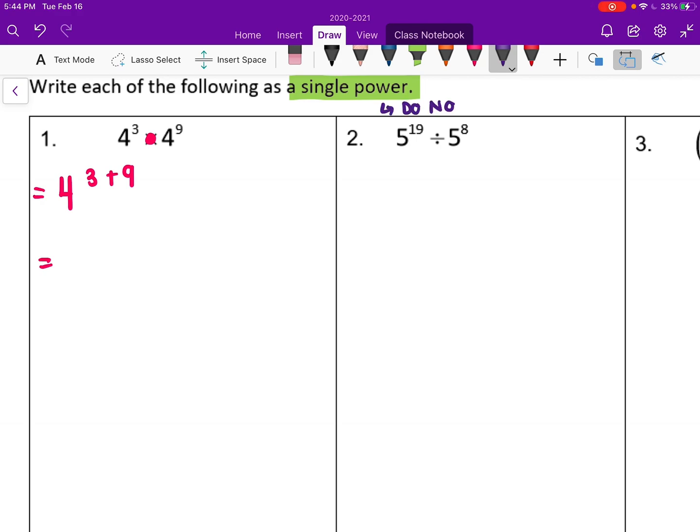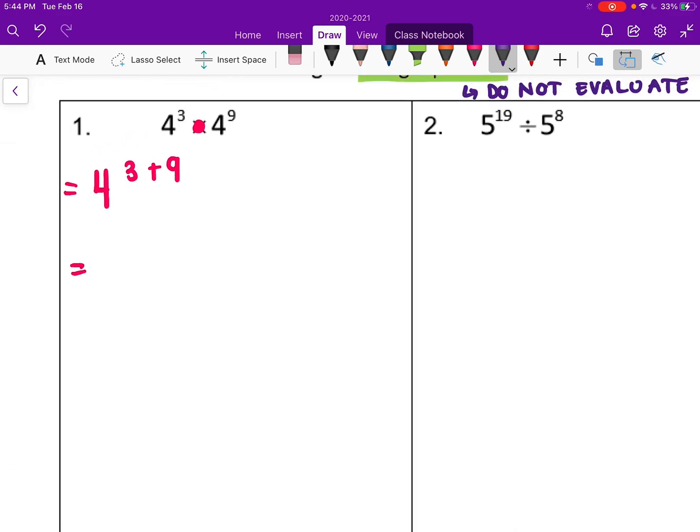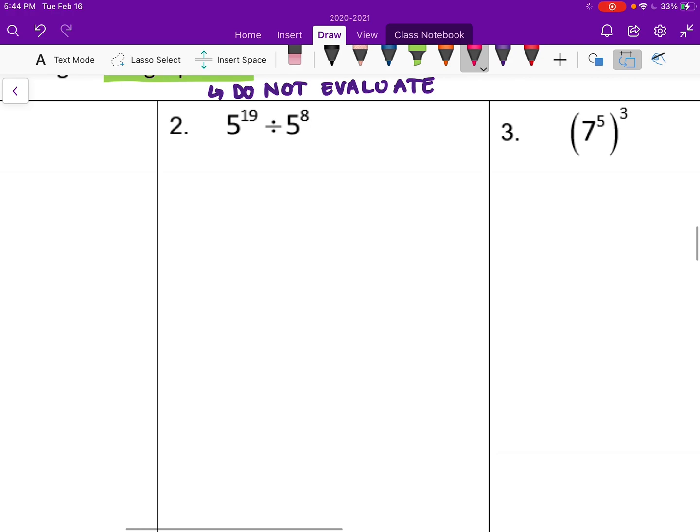Do not evaluate. You just need to write it as a single power. Evaluating will take you way too much time. So I'm going to do 4, 3 plus 9 is 12. So I know it's 4 to the power of 12. And I'm just going to leave it like that. I'm not going to bother doing that.